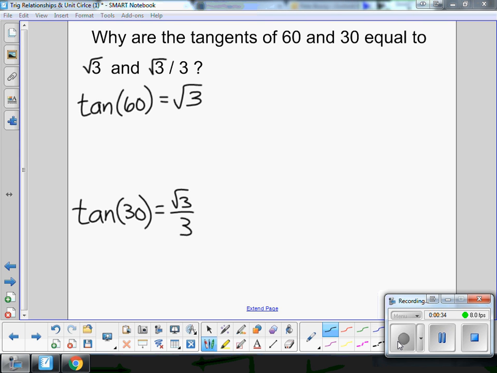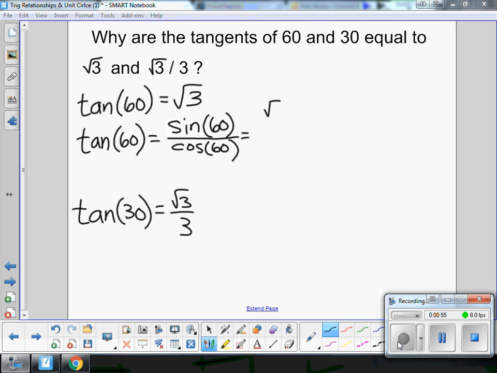Ready? The tangent of 60 is equal to, we mentioned this before, the sine of 60 over the cosine of 60. All right, so tangent is sine over cosine. Well, according to our unit circle, what's the sine of 60? Root 3 over 2. What's the cosine of 60? 1/2. So I have a fraction over a fraction.